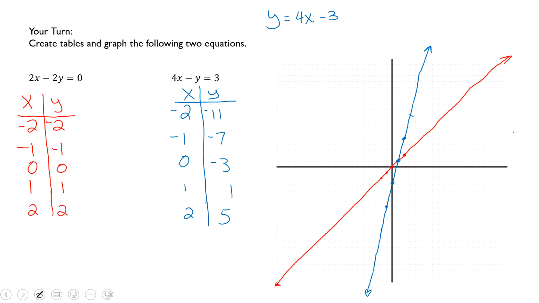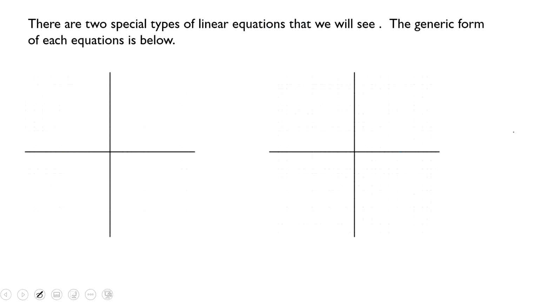Does that make sense to everybody? Again, it's stuff we've done before. It's stuff you did on Friday with tables, just plotting points. Here we're doing something a little more in depth. Okay, so there are two special types of linear equations we need to talk about. The generic forms of them are y equals b and x equals a. We'll talk about them a little more later on. I just want to introduce them to you today so you can see what they are.